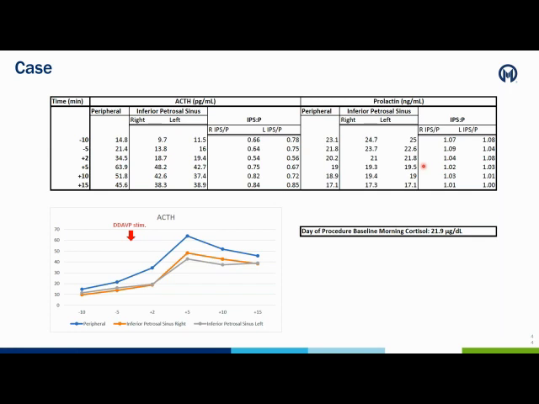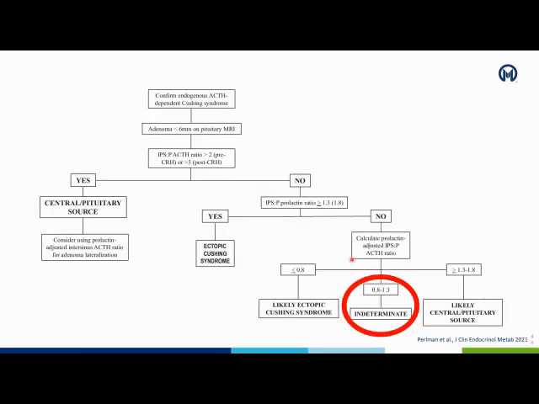So we did do the prolactin weighted calculations, and basically that put us in this indeterminate segment, where her calculated prolactin-adjusted IPSS to periphery ratio was 1. So it put us in this indeterminate zone.